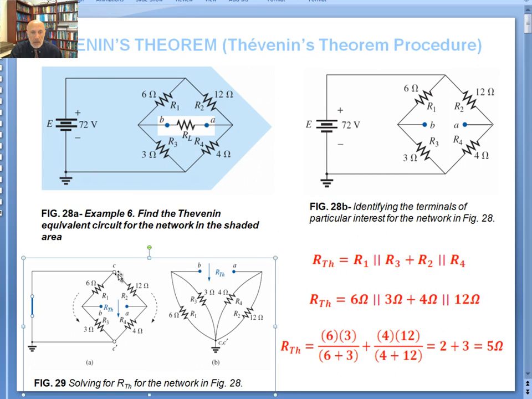So if I take this resistor and bend it over, put it over here, you haven't really changed anything in the circuit. So for R Thevenin, these two are connected in parallel, these two are connected in parallel, and the combination of those two is connected in series. So R Thevenin will be equal to R1 in parallel with R3 plus R2 in parallel with R4. 6 in parallel with 3 gives you 2, 4 in parallel with 12 gives you 3, so you have a total of 5 ohms for R Thevenin.